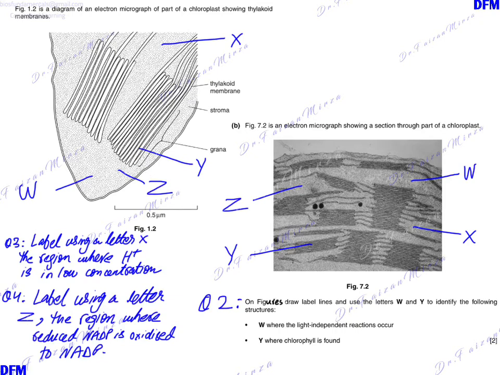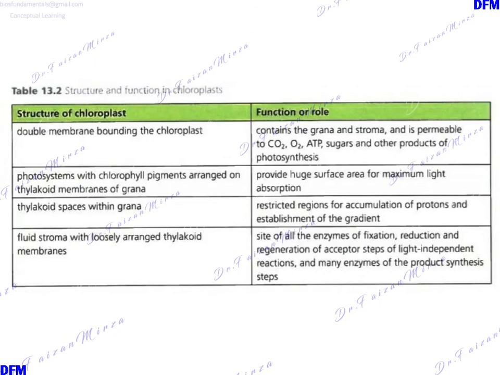Then this question here, label using the letter Z the region where the reduced NADP is oxidized back to NADP. This also occurs in stroma only because we know that this is where the Calvin cycle is occurring. Label using the letter X the region where H+ ion is low in concentration. So we know that in stroma, H+ ion is low in concentration. So that brings us to the idea of why I have used 4 letters here, to make sure that the questions mentioned here are answered. These are just the adaptation of a structure of chloroplast according to their functional role. And that's it from my side. Thank you so much.